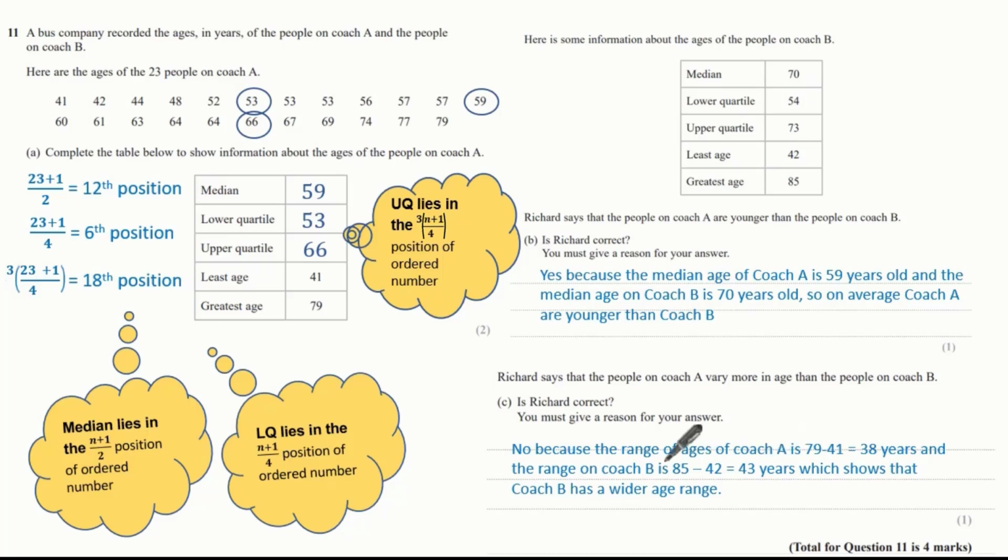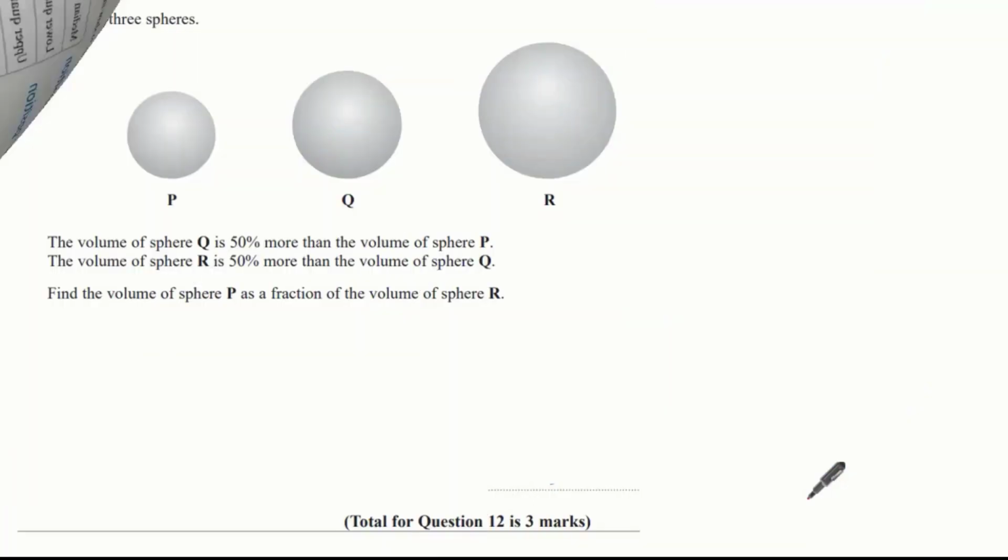So that means it shows that the age range on Coach B is wider than the age range of Coach A. As long as you say no and make an accurate comparison of spreads of ages using interquartile range or the range, you will receive your mark. So now let's have a look at question 12.